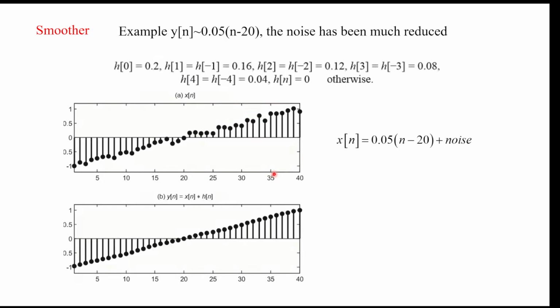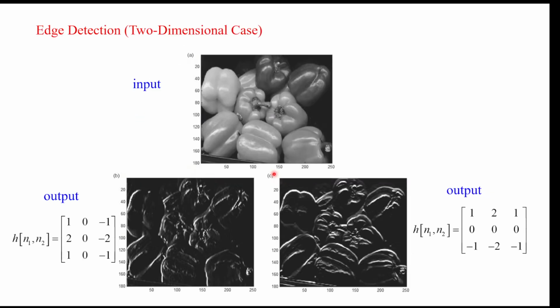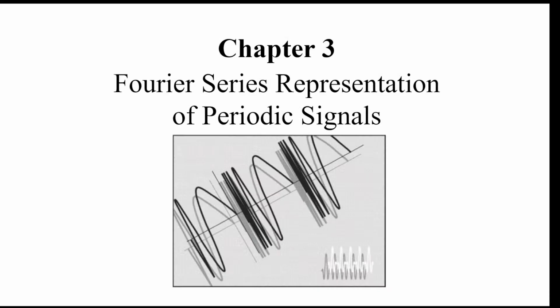I guess that was some examples of LTI systems, and let's try to go to the next chapter. Let's go to chapter 3. Okay, chapter 3. Let's go to more analysis of LTI systems. That's Fourier series representation.